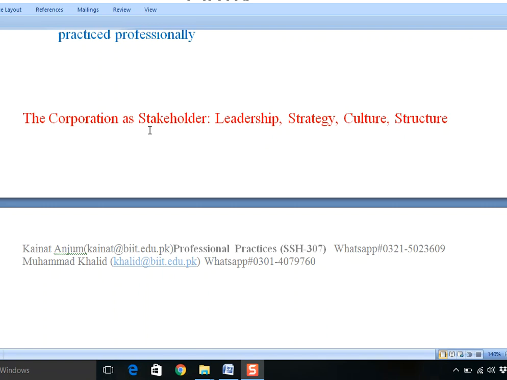Secondary stakeholders are the stakeholders other than these. For example, parents of the students, for example, media, political parties, for example, government policies, they are the secondary stakeholders.